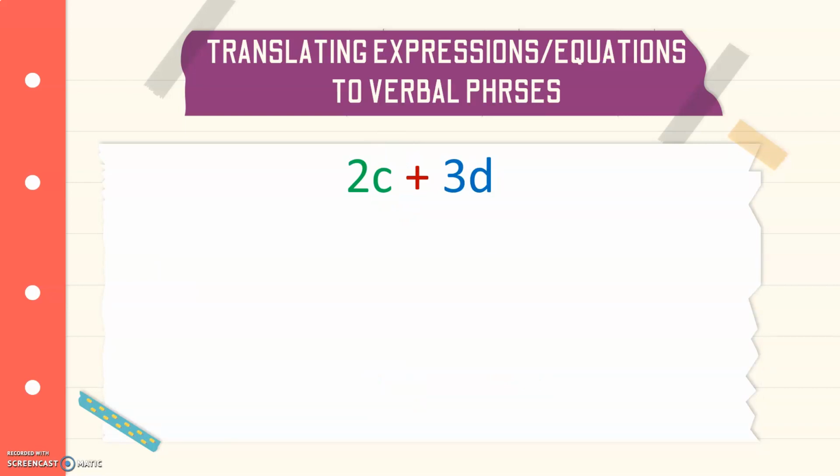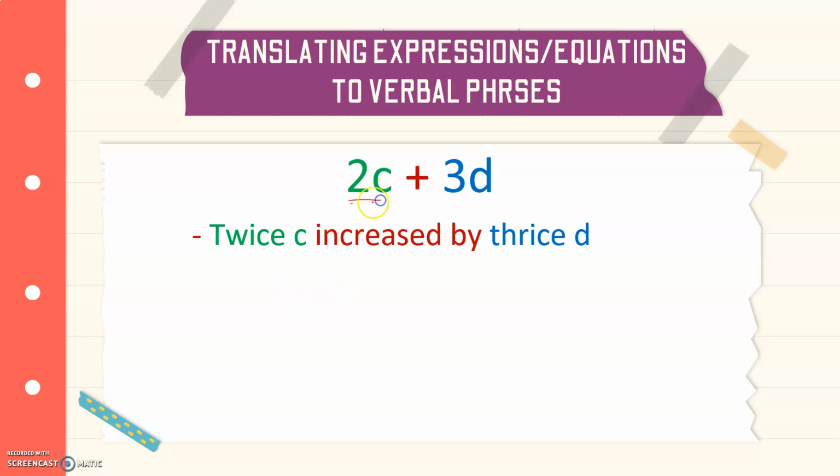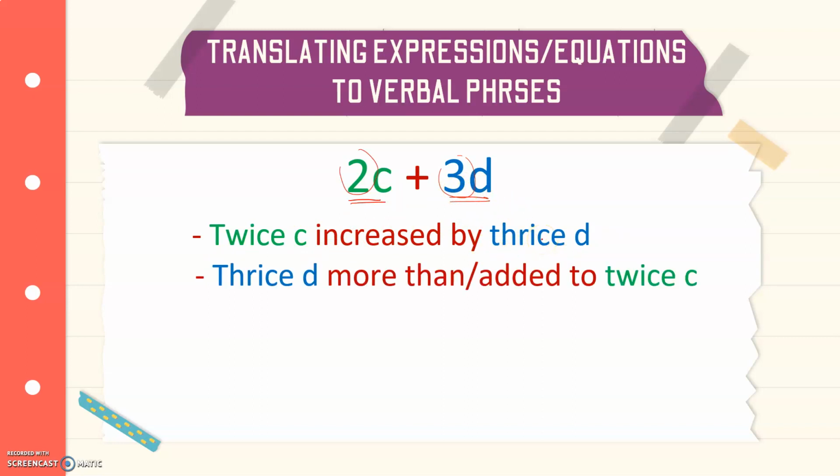Next, you have 2c plus 3d. Okay, so in here we can have it as twice c increased by thrice d, because the operation involved between 2 and c is multiplication. Same thing goes for 3 and d. Remember, 2 and 3 are numerical coefficients, and numerical coefficients multiply the variables. Okay, so this one is 2 times c, which you can also say as twice c, and this is 3 times d, which is the same as thrice d. Okay, so you can also say thrice d more than twice c, or thrice d added to twice c.